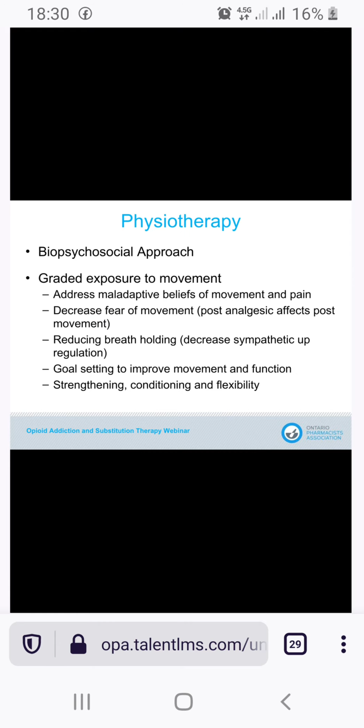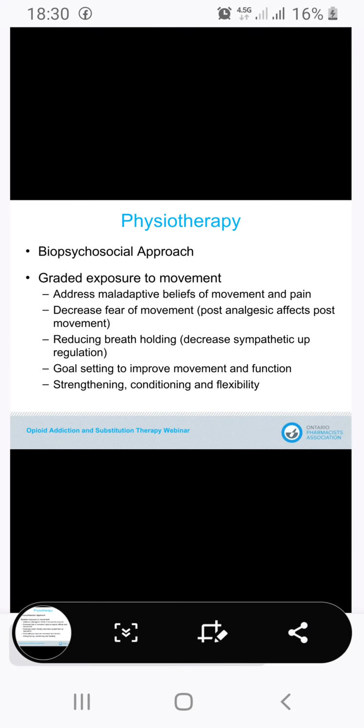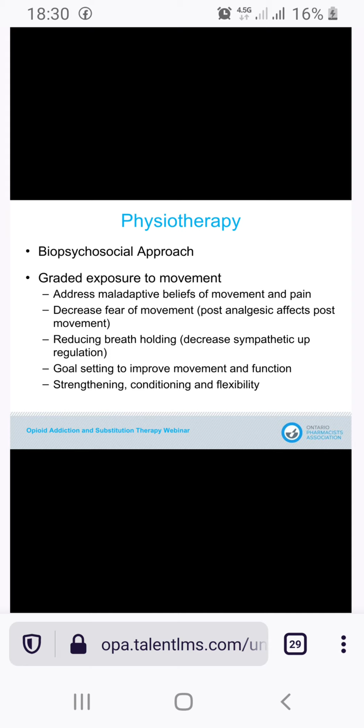So physiotherapy is an anchor or a first-line therapy for all our patients. The physiotherapists focus on a biopsychosocial approach, so recognizing the biology of the pain and the body and where the pain is, the psychological interplay on pain, as well as the social aspects of the patient. And I would say that the biopsychosocial approach is a common thread throughout all the different modalities. The focus on physiotherapy, my understanding, is a graded exposure to movement. So the physiotherapists spend a lot of time addressing some maladaptive beliefs of movement and pain.